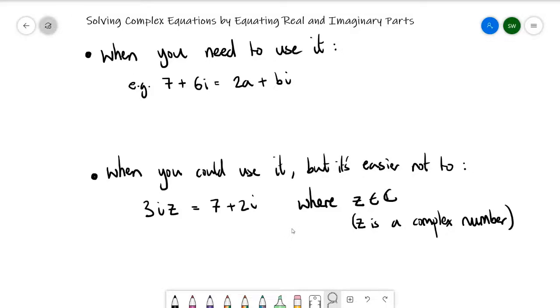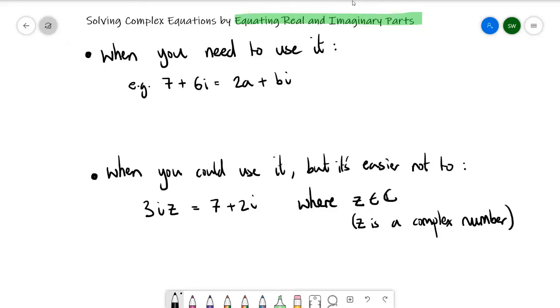Okay, so in this video we're going to look at this method which is called equating real and imaginary parts. It's a method that's used to solve equations that have complex numbers in them. So let's look at an example when you definitely need to use this kind of method.